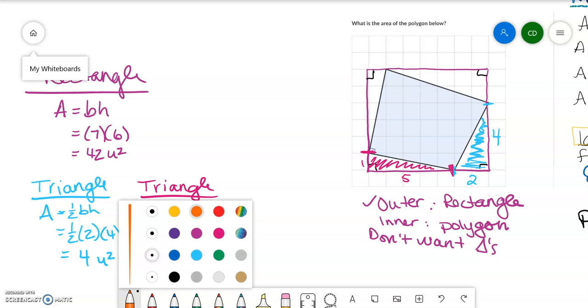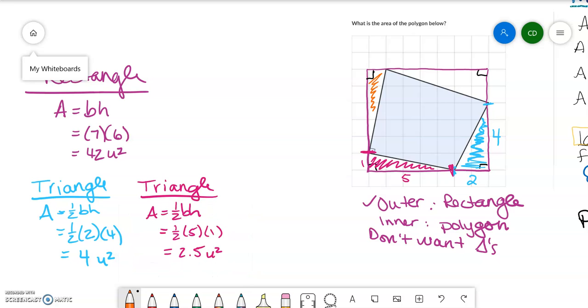Okay. Orange. This triangle. Yay, right here. I did not plan my spacing out very well. That's good. So this one goes from here to here. So we have a base of 1. And a height of 1, 2, 3, 4, 5. Hey, look, it's the same as the triangle we just found. So it's going to have the same area, 2.5 square units.